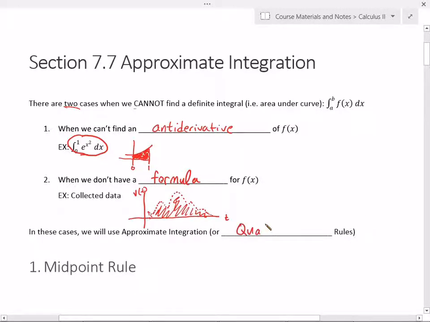You'll see this term in other texts occasionally. I thought I'd throw it at you anyway, just so you've heard it once before. If I say quadrature, it's a big fancy word that just means approximate integration. This actually isn't 100% new to you. You've done a little bit of this before because you've heard of the left-hand rectangle rule and the right-hand rectangle rule. You may have even talked about the midpoint rule before.